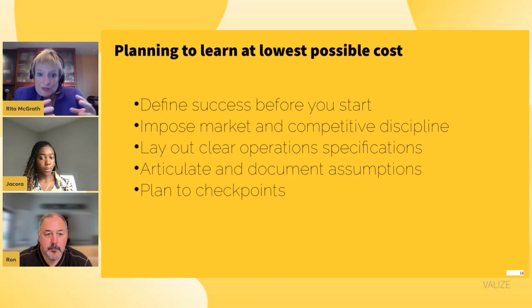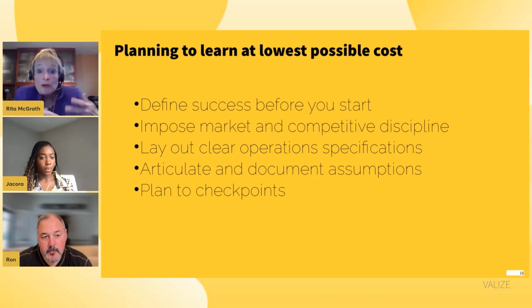So what's the structure? The first structure is define success before you start. And I define that as what's the upside that this thing could achieve? It honors this principle of options. If you were wildly successful, how good could it be? Not how good do I project it's going to be, but what's the upside there? Then we want to look at, are we being realistic about markets and competition?